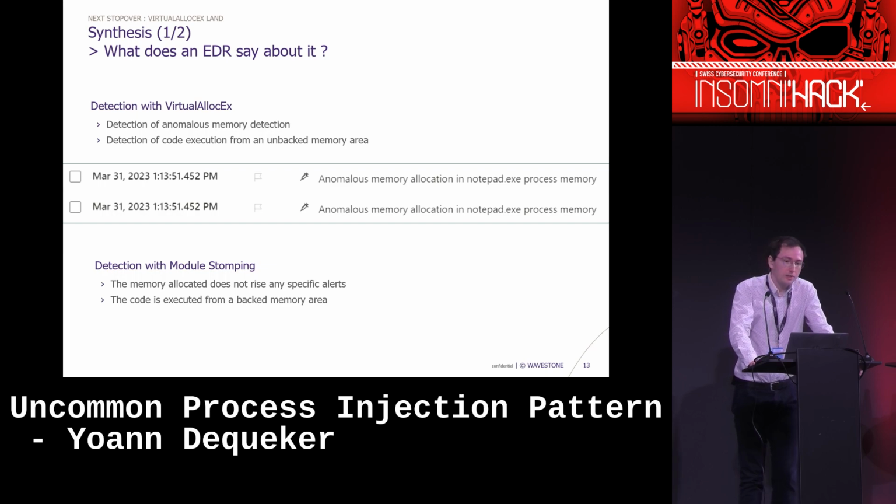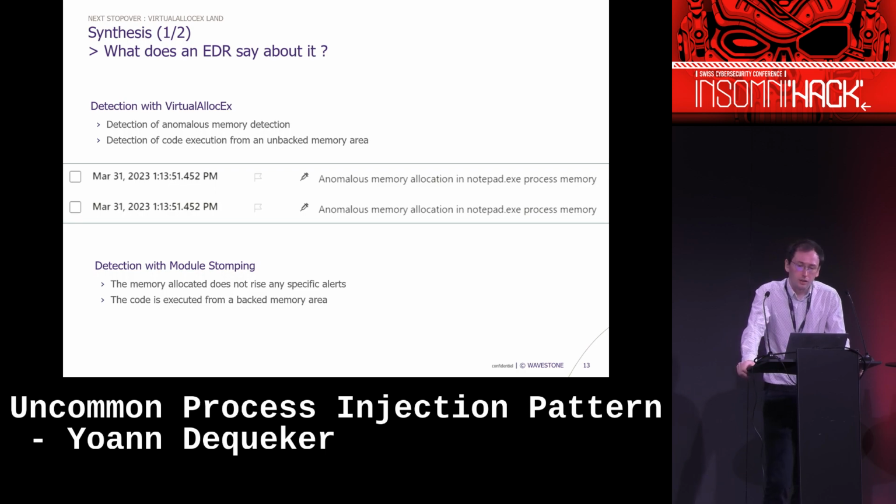So what the EDR says about it. If you look at the process injection with VirtualAllocEx under Microsoft Defender for Endpoint, you will see several events, and the two main ones related to VirtualAlloc are the anomalous memory allocation, which leads to the detection of process injection. So this is fully related to the use of VirtualAllocEx from a remote process to the creation of a section in the notepad.exe process.